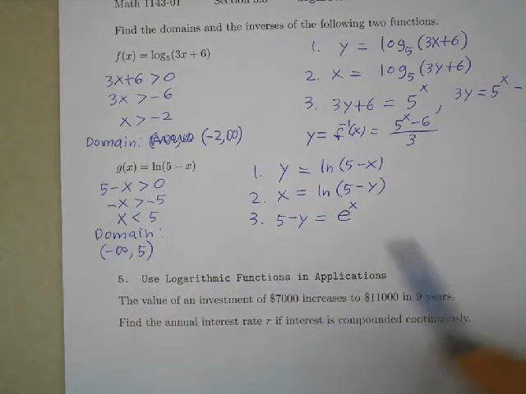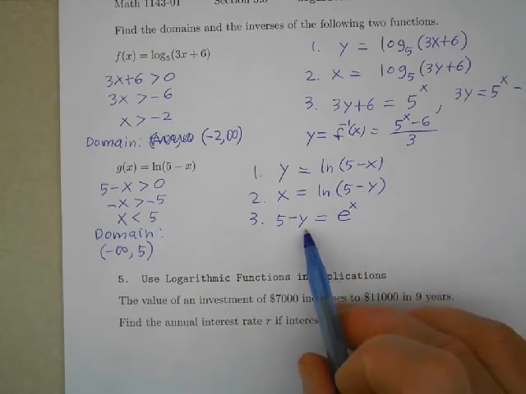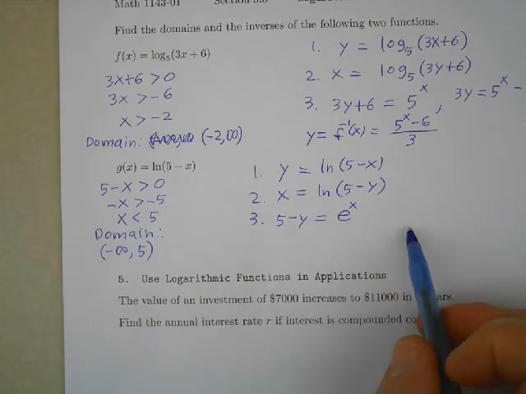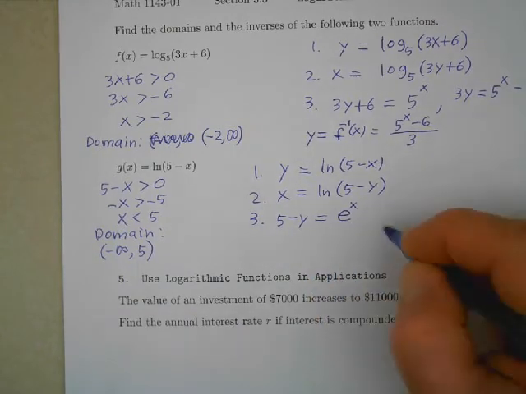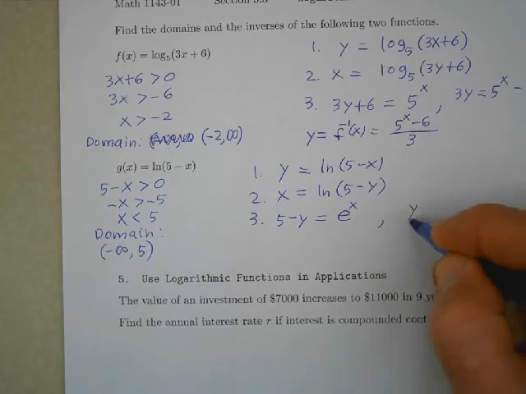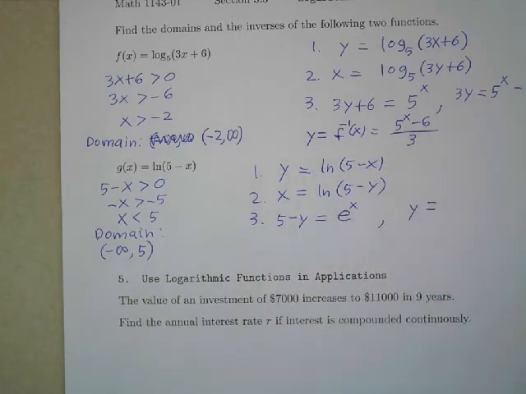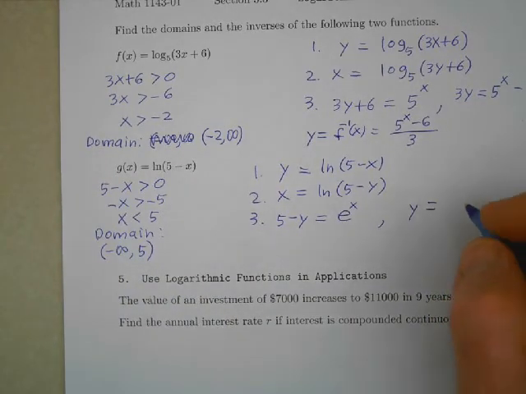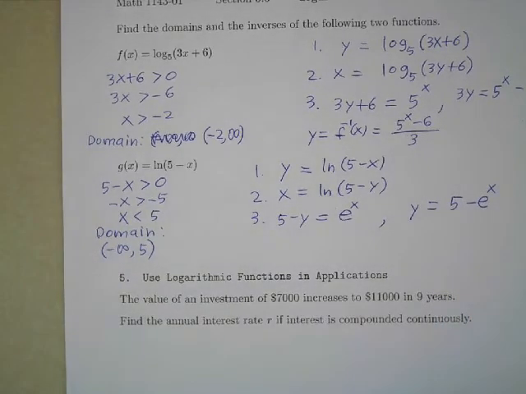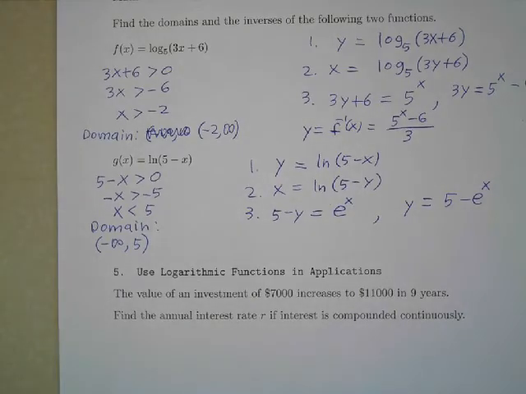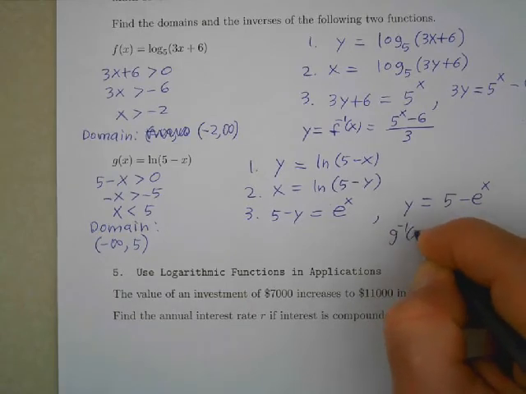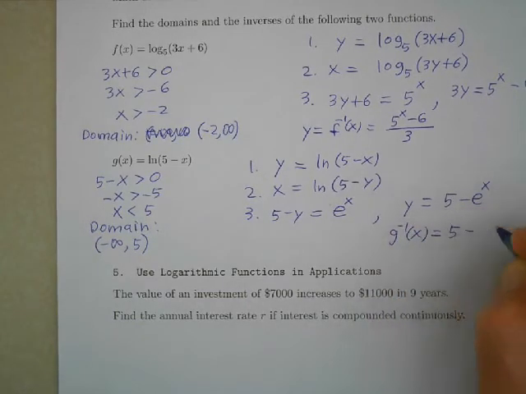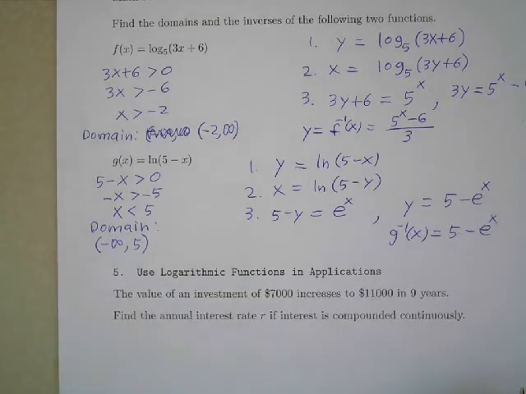And we can get the inverse in the next step if I just add y to both sides and subtract e to the x from both sides. Add y to both sides, subtract e to the x from both sides, I get y equals 5 minus e to the x. And that's the inverse. That's good enough. Oh, we should call it g inverse of x equals 5 minus e to the x.